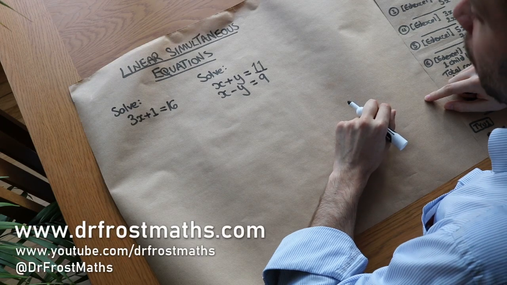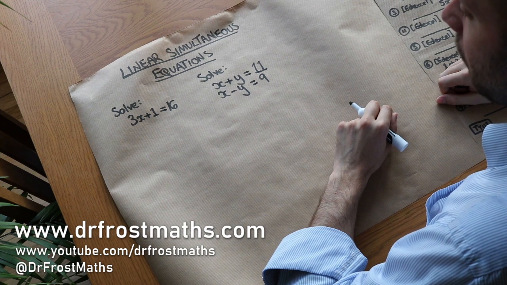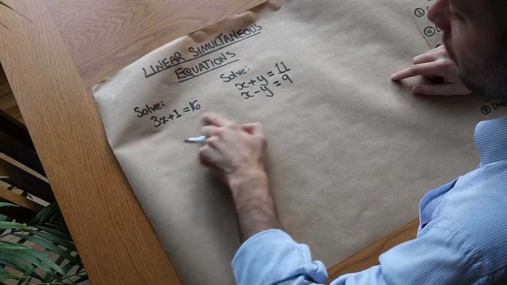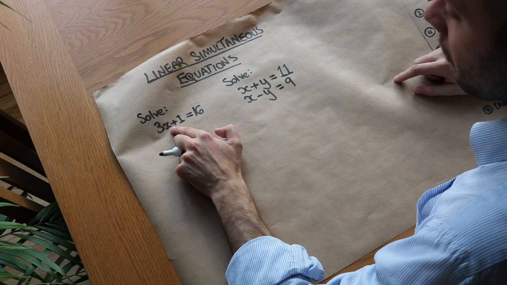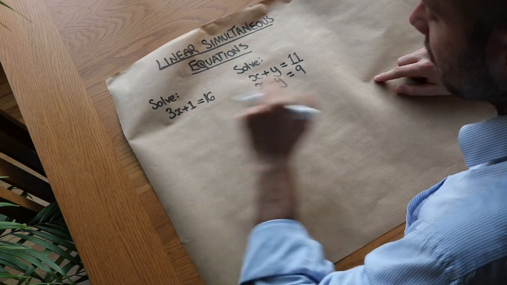Hello and welcome to this video on solving linear simultaneous equations. Now firstly, what do we mean by solving an equation? It just means, in this case where we've got one variable which is just x, solving it means to find the value of x. So in this particular case, we could solve it by getting x gradually on its own.